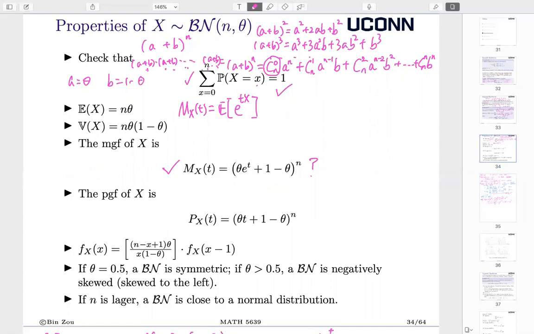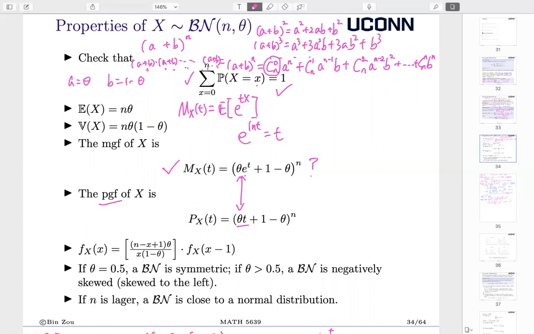Well, after proving the MGF, it is trivial, right? All you need to do is to take log t for t. So once you take log t, e to the log t is t. So I replace this by t. So that's what I have for the MGF.